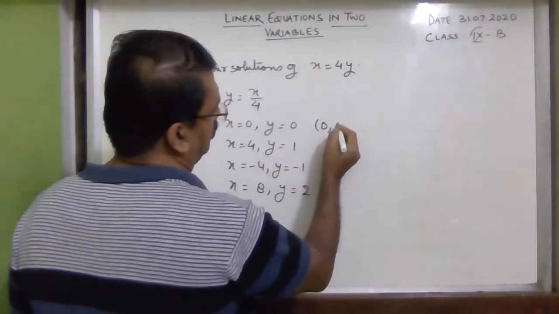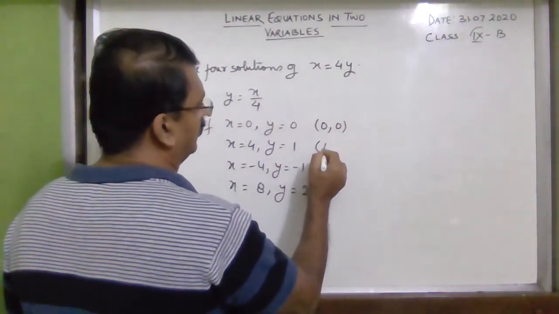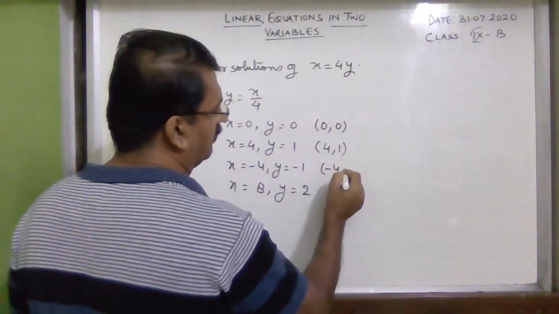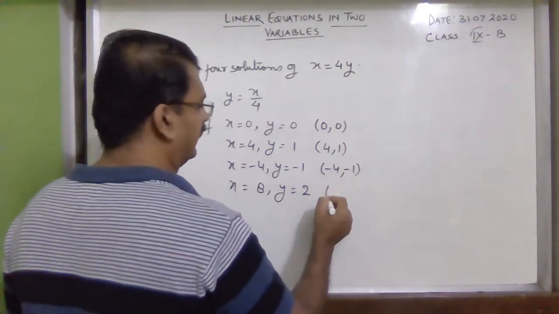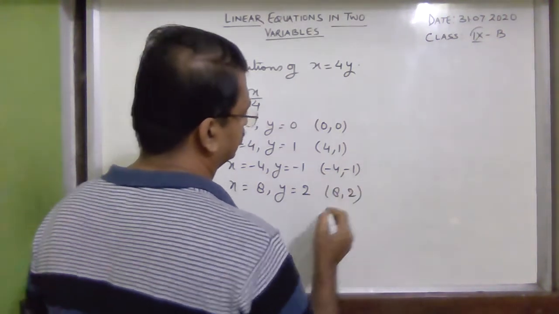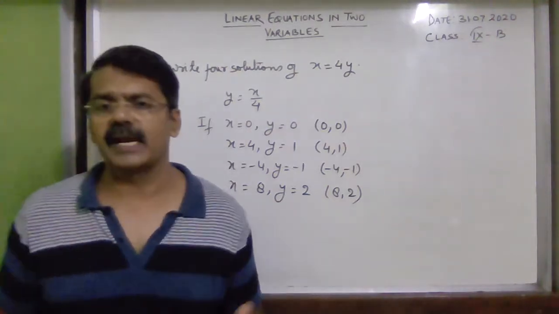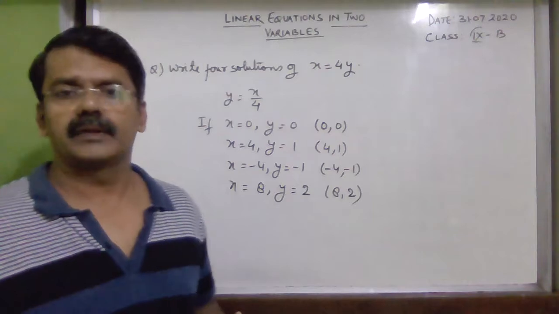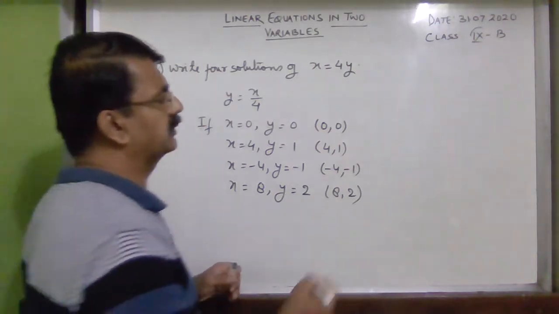x 0, y 0: (0, 0). x 4, y 1: (4, 1). x minus 4, y minus 1: (-4, -1). And x 8, y 2: (8, 2). Clear? These are the answers in the form of ordered pairs. And now we draw the graph.